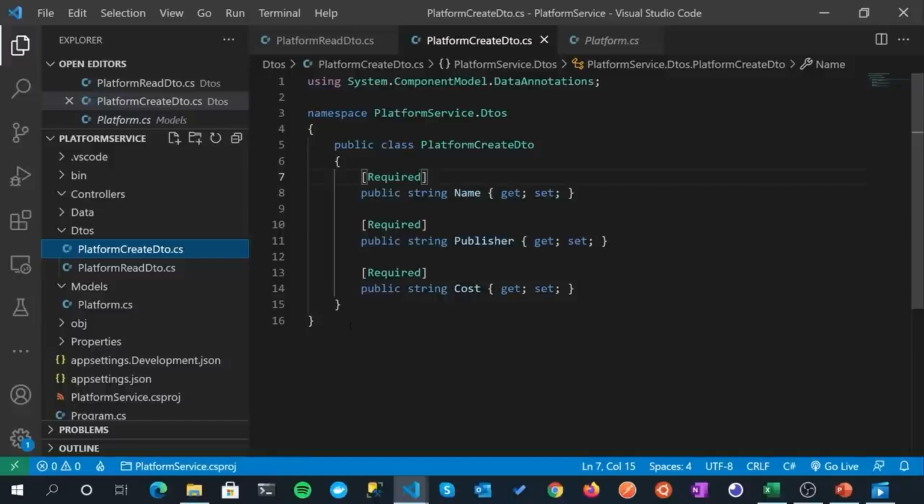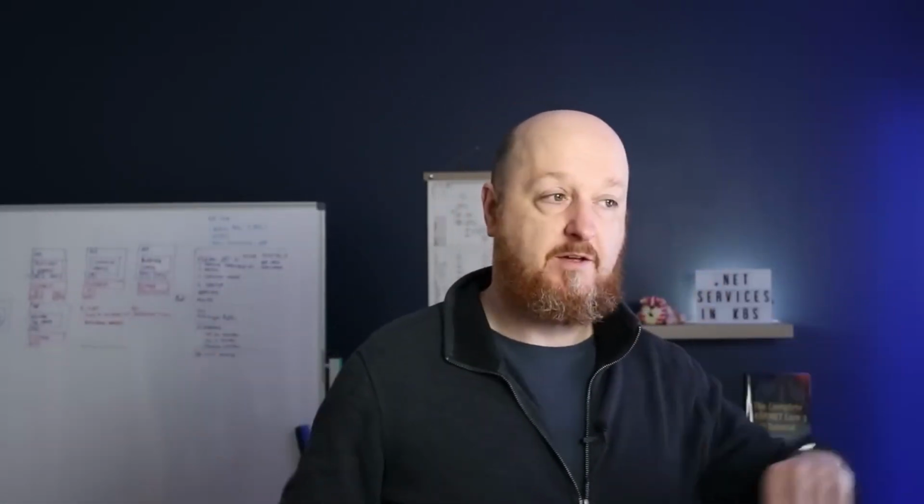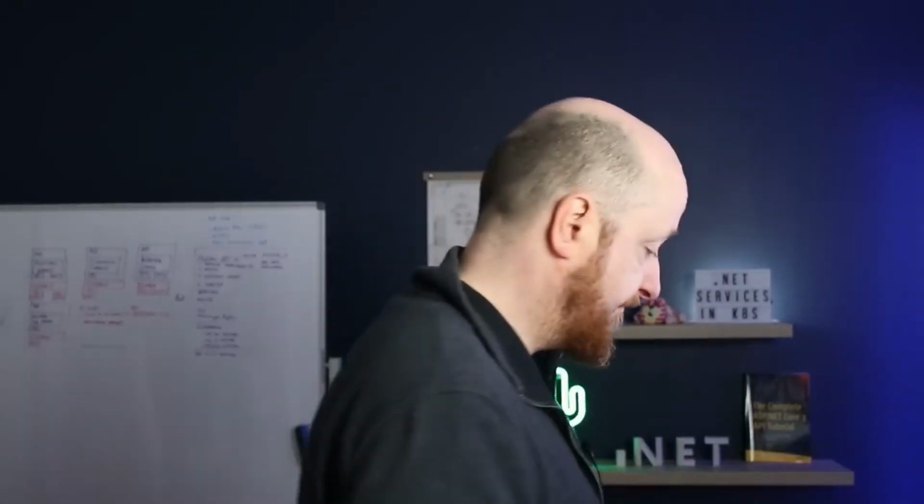Now, at this stage, we've got our platform model, and we have our two DTOs, but they're just separate classes. They don't know about each other. There's no way we can map to them at this point, but that's what we're going to do next. And we're going to use a tool called AutoMapper to allow us to map from one to the other. So we'll do that next.